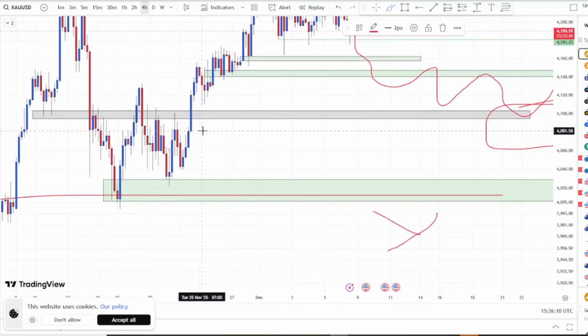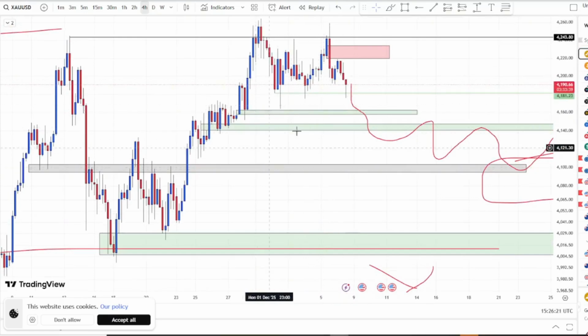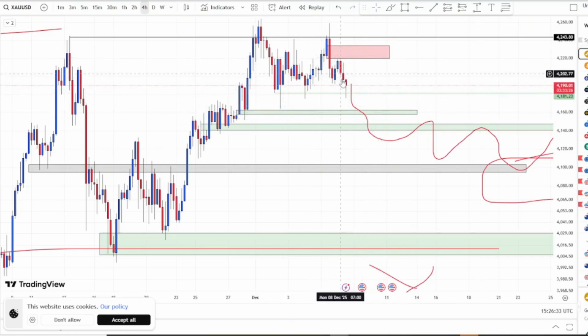But to be fair, this is still an untested area of support. Sorry. So naturally, I would be expecting gold to start making a tumble down. We've got this FVG here, so if price uses this level here, as you can see it's marked out, to push up, this could invalidate the whole setup.